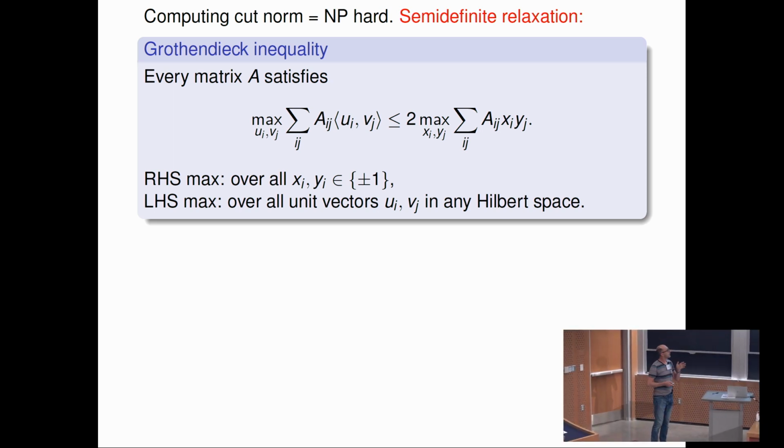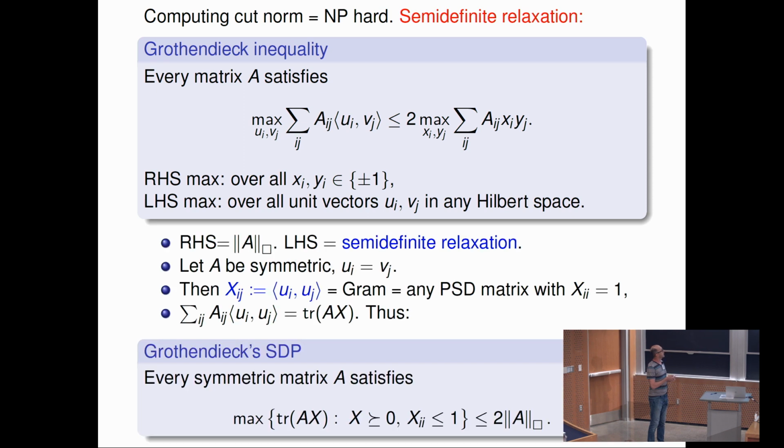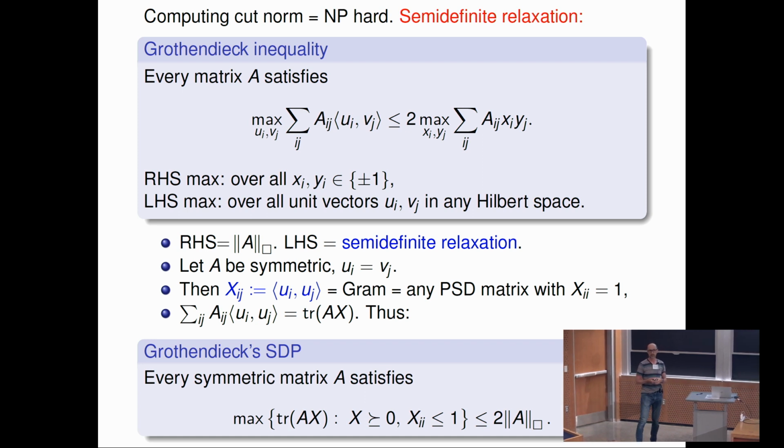Now, the useful way to think about this is that Grothendieck inequality gives a semi-definite relaxation of the cut norm. The right-hand side is the cut norm, right? It's a maximum over this, so it's the cut norm. The left-hand side is a semi-definite program to solve. You can write it out as a semi-definite program. And so you have a semi-definite relaxation immediately.